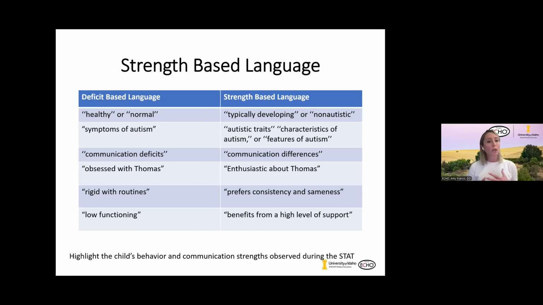We used to use terms like obsessed with or preoccupied with. Enthusiastic is maybe a better word to use. Rigid with routines, maybe prefers consistency or insistence on sameness. Low functioning, and we'll talk a little bit about this at the end, but try to focus more on benefits from a high level of support, right? And as I mentioned, highlight the behavior and communication strengths that you saw during the test. Next slide.